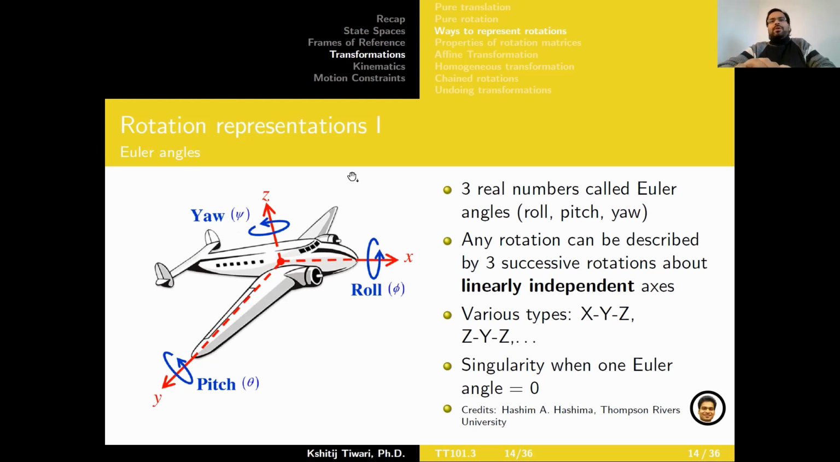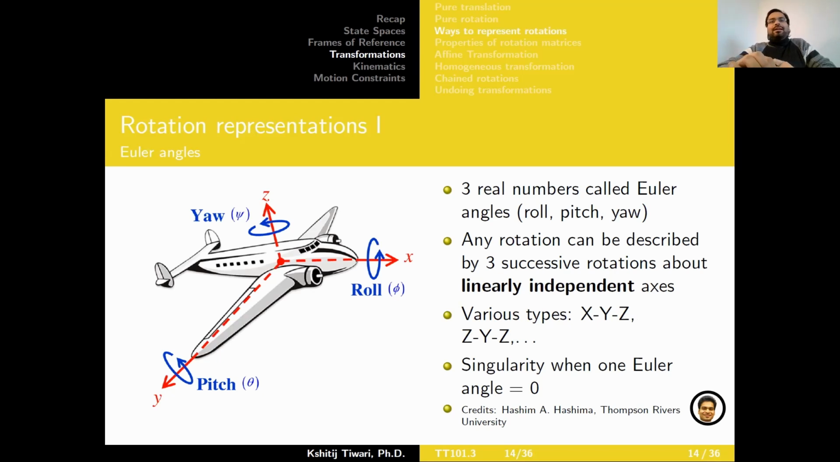Now, any rotation. So Euler has this theorem which says any rotation in 3D space can be described by 3 successive rotations about linearly independent axes. So here x, y, z are linearly independent axes, and if you want to come up with the rotation, you could decompose it into 3 successive rotations that gave you that resultant rotation, which means you could have different types of Euler angle rotations, which would mean x, y, z, which means you rotate about the x first, then take the result and rotate that about the new y, and take that and rotate about the new z. Same way you could go on for z, y, z, and so on. There are multiple combinations of this.